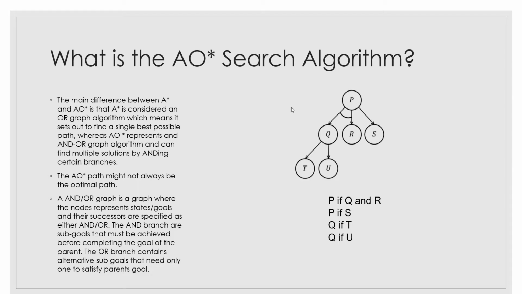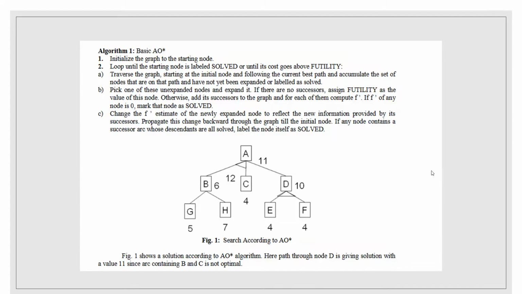One problem with AO-star is that it might not always find the optimal path because there are so many different variables when you're ANDing different nodes and using ORs as well, so it could be highly variable. This is a basic overview of how it works. It has a solve list and a futility list. If there's no successors to a node, it's assigned to the futility list. And this is an example of a chart like before.